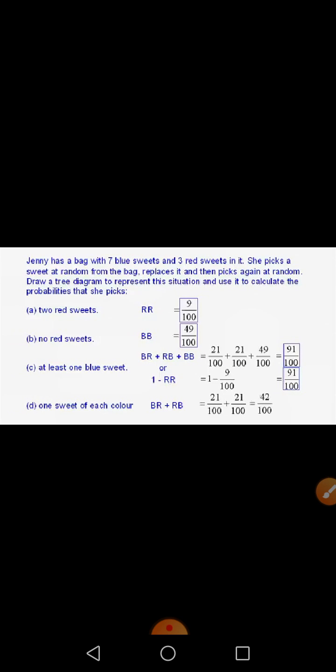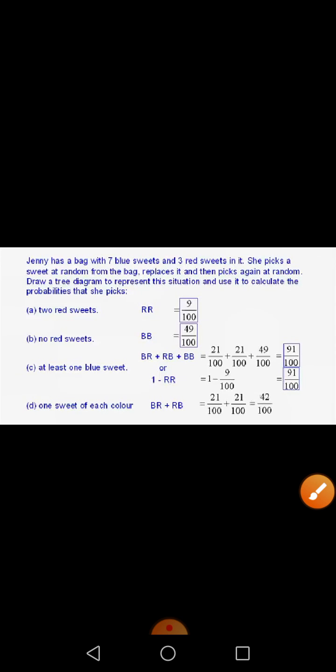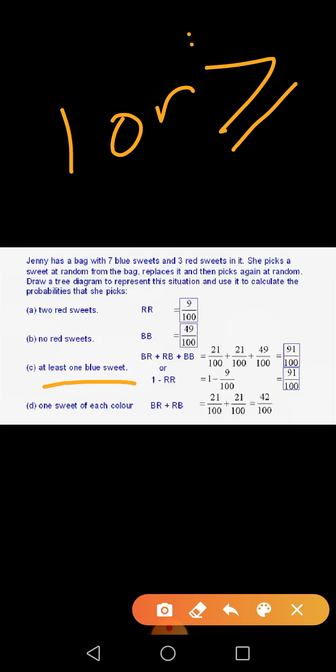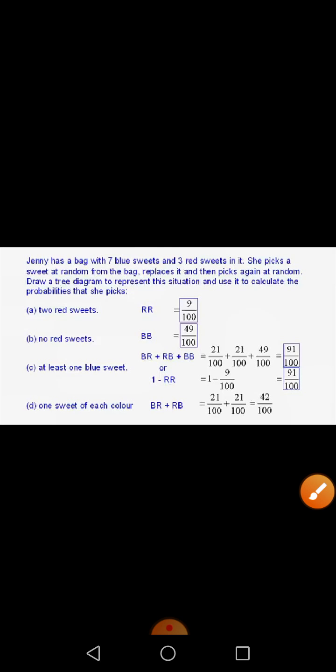No red sweets means the 2 will be blue, right? Here no red sweets, so the outcome probability equals 49 over 100. Now, at least one blue. As we know, at least means 1 or greater than 1. So what is the probability of taking at least one blue?